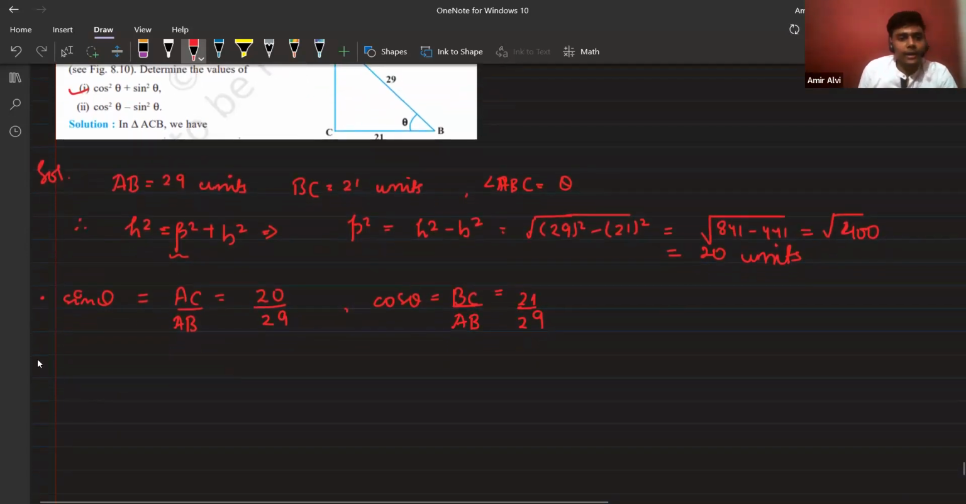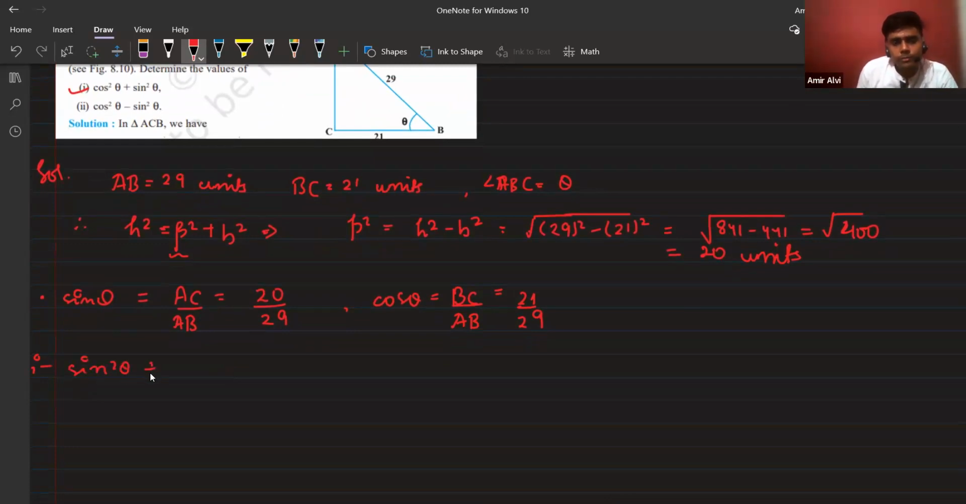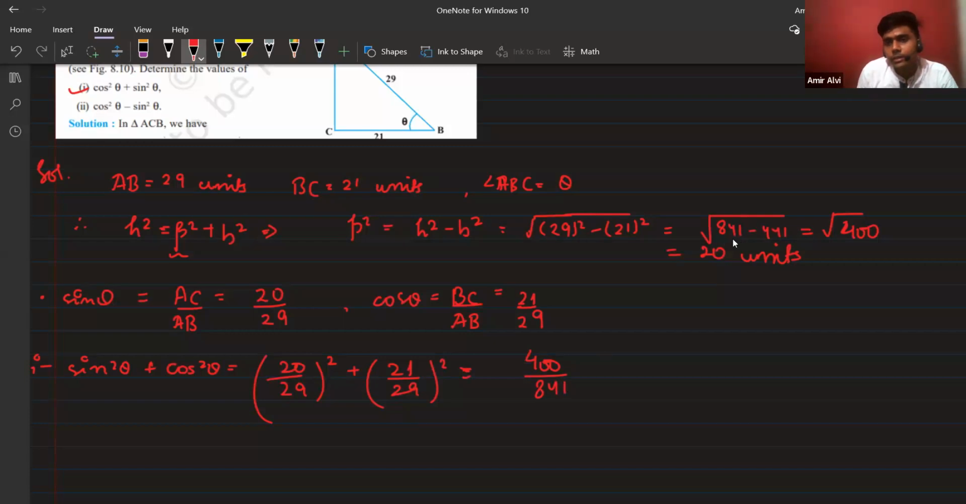We have to first find out the value of sine square theta plus cos square theta. If we interchange, that doesn't matter, it would be the same. Let's do some calculation: (20 by 29) square plus (21 by 29) square. 20 square is 400 upon 841, and 21 square is 441 divided by 841.